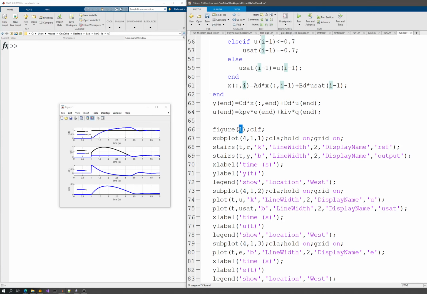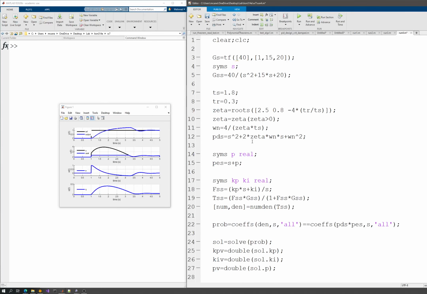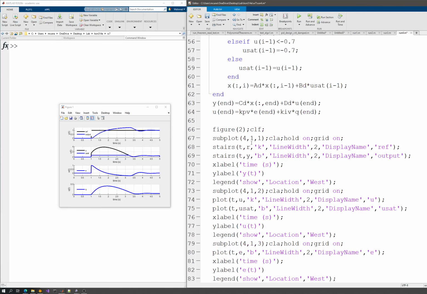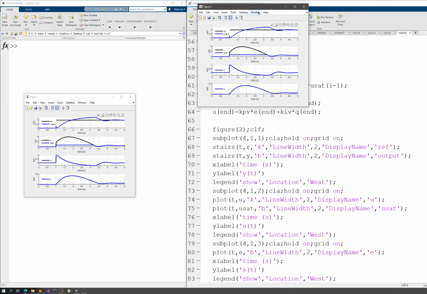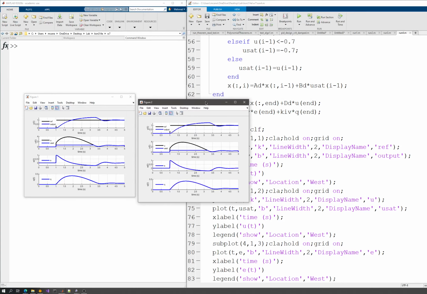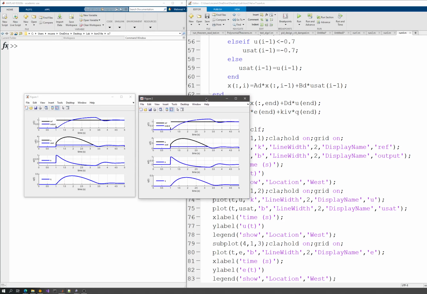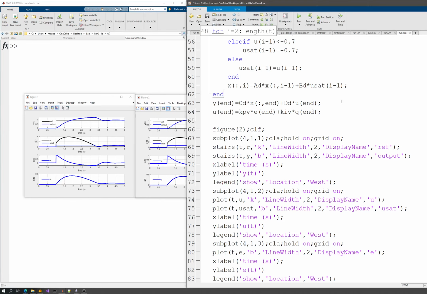But before I run this, let's call this figure 2, and let's go ahead and run this, so I can compare this. Let's see if there's a difference, or if I was not able to implement it at all.